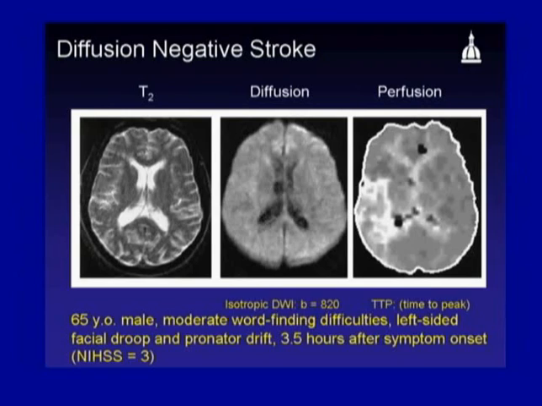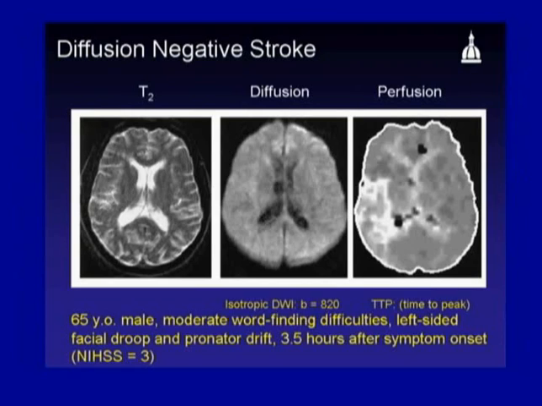And he was scanned 3.5 hours after symptom onset, just outside the window for IV TPA. And we thought this patient would do fine because his conventional MRI was normal, his diffusion-weighted scan was normal. And this was in the very early days of us doing perfusion imaging, so we weren't able to look at the perfusion data right away.